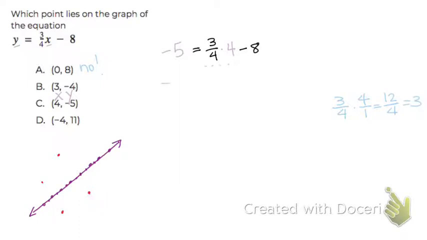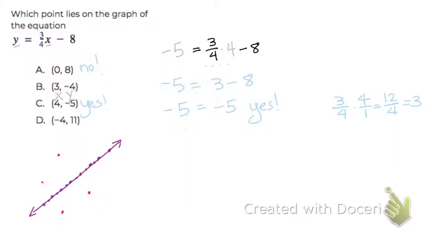So this is negative 5 equals 3 minus 8. And if we simplify further, 3 minus 8 is negative 5. So we end up with this statement, which is true. Negative 5 does equal negative 5, so our answer is C.